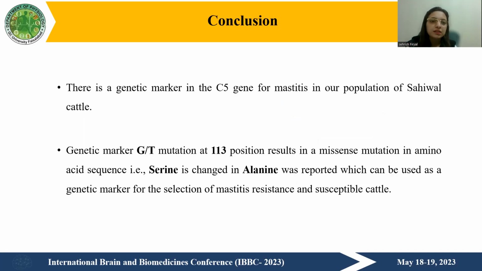So at the end, we can say that there is a genetic marker in the C5 gene for mastitis in our population of Sahiwal cattle. The G to T mutation at position 113 results in a missense mutation in the amino acid sequence, where serine was changed to alanine. And it was reported that it can be used as a genetic marker for the selection of mastitis resistant and susceptible cattle.